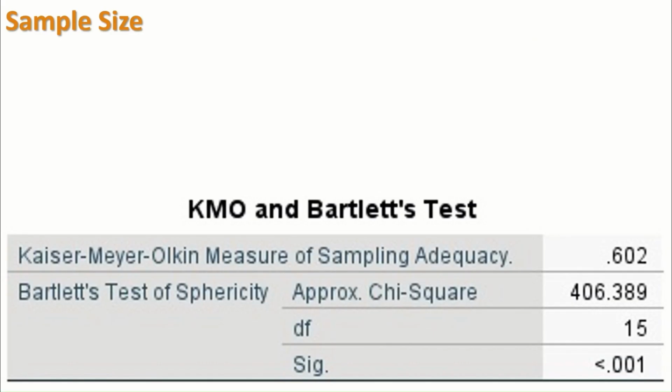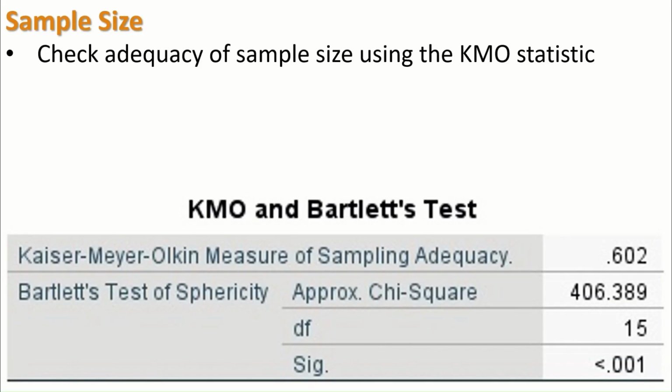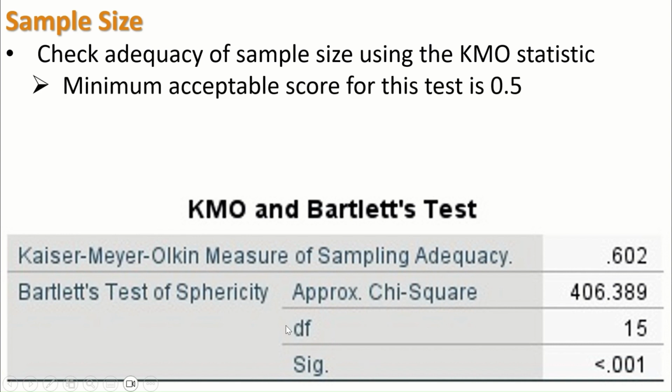The next step is to check the sample size adequacy. To check sample size adequacy, use the KMO statistic as shown here. The sampling adequacy is given as a value in this table, it is 0.6, and the p-value is less than 0.05. The minimum acceptable score for this test is 0.5. Anything above 0.5 is considered to be enough data or sample size to perform the EFA. The p-value has to be less than 0.05.